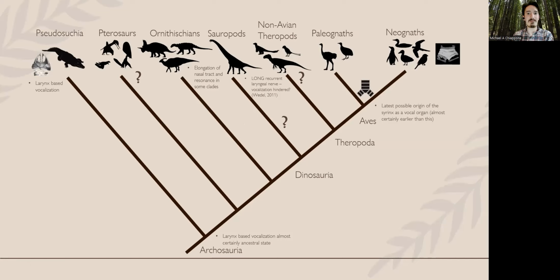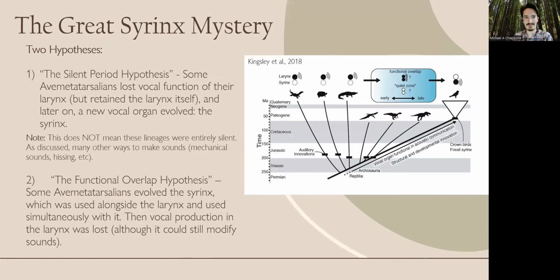But we already know, based on paleognaths, that syrinxes are at least ancestral to birds, if not earlier. The problem with this is we don't know what happened between earlier archosaurs, like pseudosuchians, crocodilians, and everything in between there. And this presents us with a mystery. We have two hypotheses about how the syrinx actually arose.